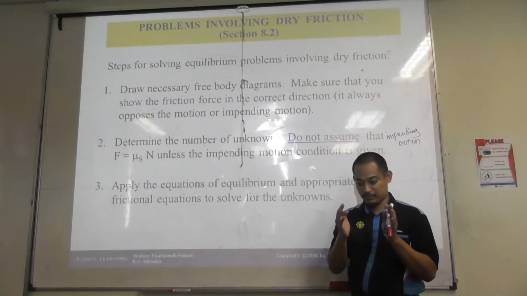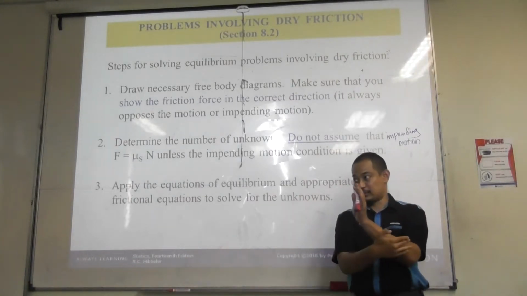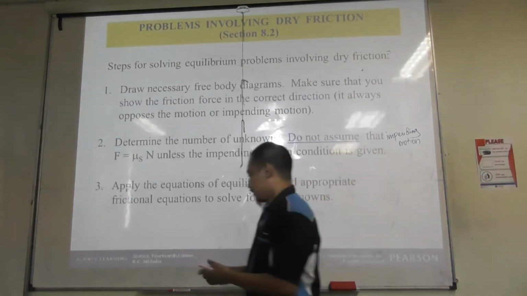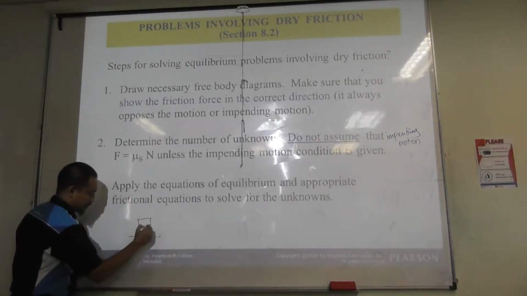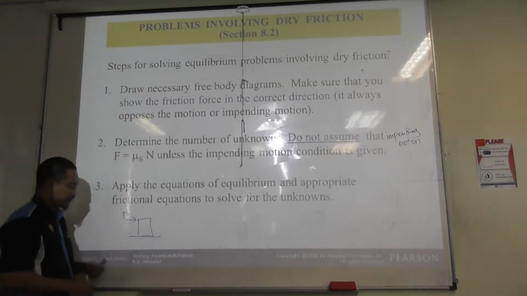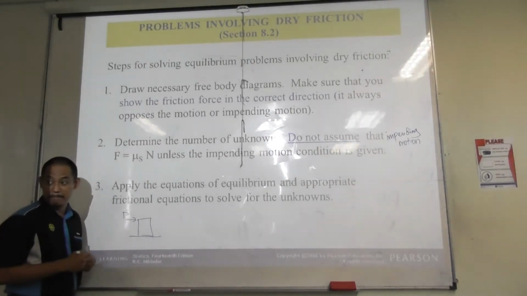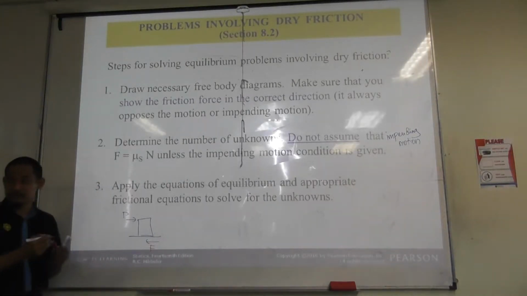Meaning just before it moves, what is the movement tendency? If it moves that way, friction is countering. Now, just to see whether you understand, if we have the box like this, we push it this way, right? If we draw the free body diagram, which direction will the friction be? Be like this, right? Everyone agree?